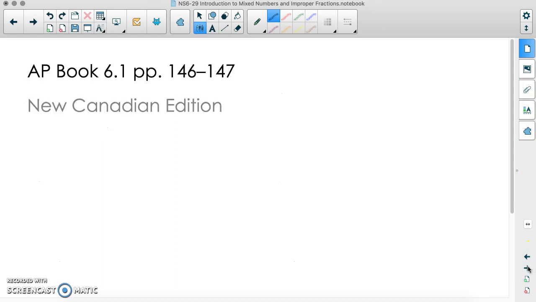So that's your lesson for today. You're going to complete jump pages 146 to 147, and then you can move on to your next lesson.